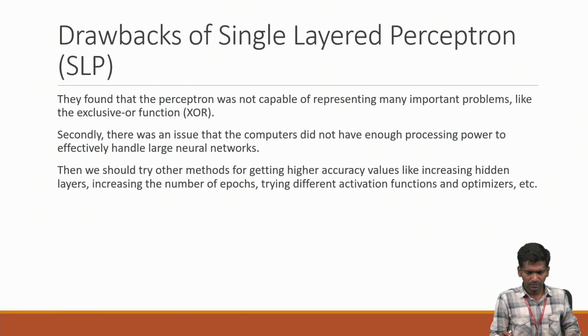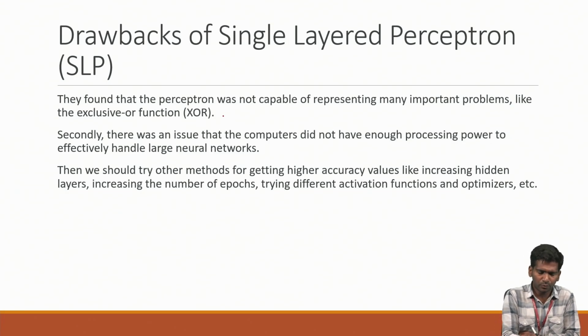What is the drawback? Are there any drawbacks? Yes, there are a few drawbacks of this SLP, single layer perceptron. Single layer perceptrons will not support the XOR gate. If you take logic gates, AND gate, OR gate, NOR gate, SLP will not support XOR gates. Exclusive OR function is not supported in SLP. Another disadvantage or drawback of SLP is that it does not have enough processing power.